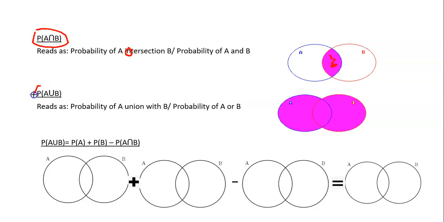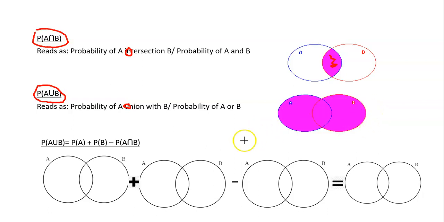The union will be given this. It's the probability of A U B, which you can read as the probability of A union B, which is also nice and easy to remember because the U starts with union and that's the symbol there. Or it's the probability of A or B, meaning that when you choose any value, it's going to be part of A or B. So that's basically the whole area within A and B.